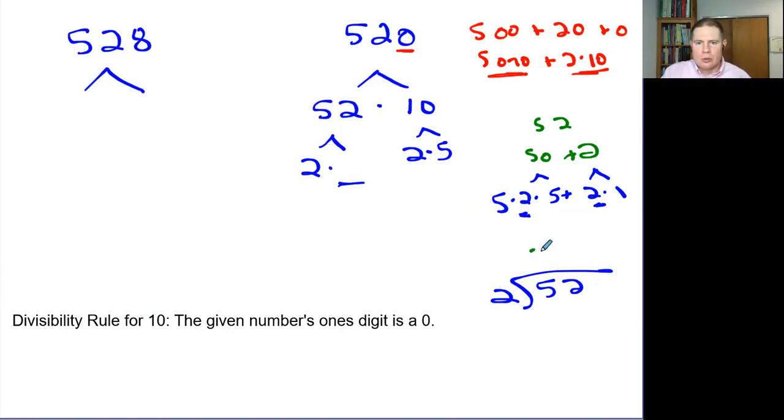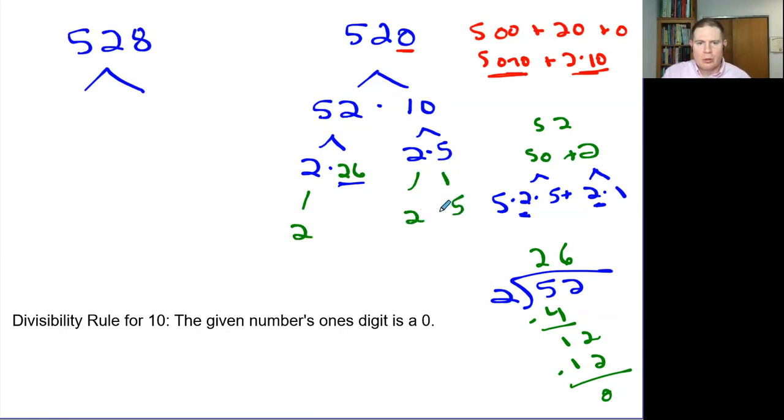So 2 times 2 is 4. Bring down this 2. 2 times 6 is 12. And as I knew ahead of time, there would be no remainder. So I have 2 times 26. So 2 is a prime number. 5 is a prime number. Put in all of my multiplication signs here. 26, 20 is a multiple of 10, which means it's a multiple of 2 and 5. And 6 is still even. 6 is a multiple of 2. So I know 2 will go into 26 evenly. 26 is 2 times 13. So I get 2 times 2 times 13 times 2 times 5.